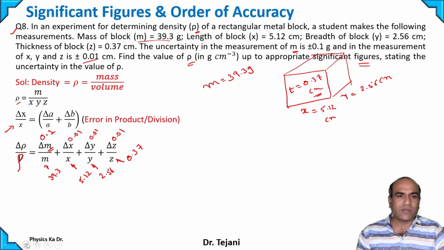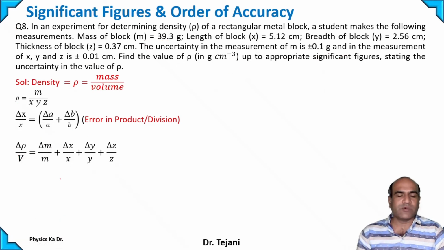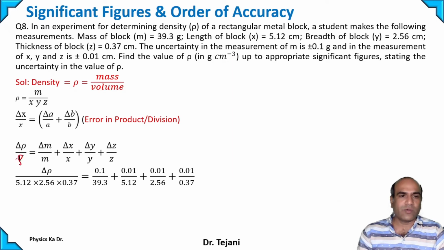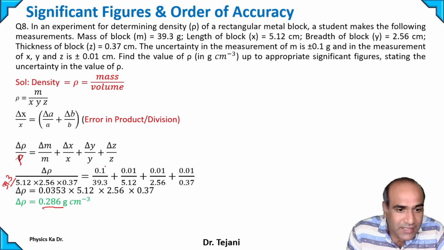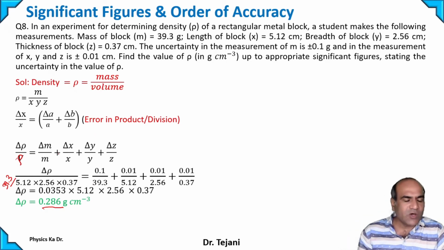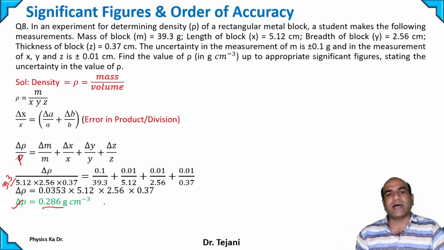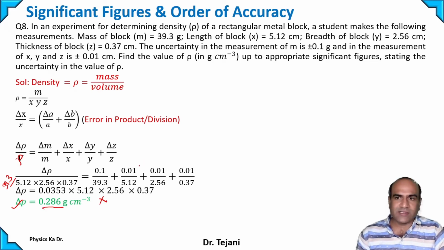Now put all these values here. We know that rho is equal to mass by volume, so mass is 39.3 gram, and in the denominator you take all these values, and ultimately you will get 2.86 gram per centimeter cube. In the options the same solution will be there, but this answer is wrong. Why is this answer wrong? Not because of the mass we put, but because we need to take appropriate significant figures.